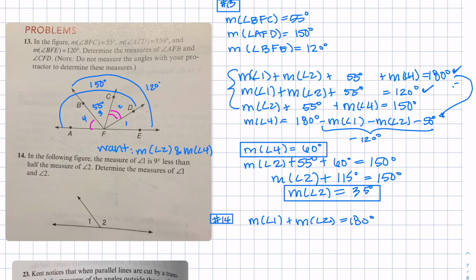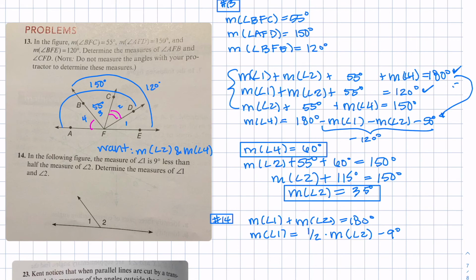And we also know from the statement that the measure of angle 1 is 9 degrees less than half the measure of angle 2. So that means the measure of angle 1 is 9 degrees less than half the measure of angle 2. So half the measure of angle 2, and it's 9 degrees smaller than that. So we're going to subtract 9 degrees.